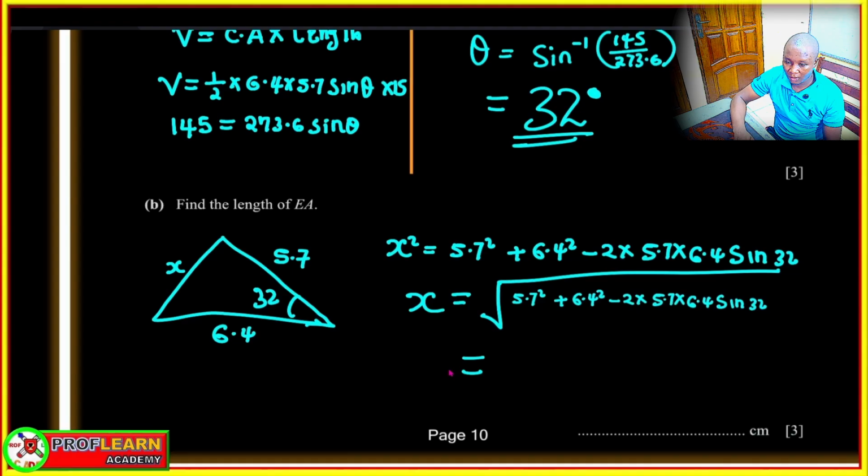Just crunch it so that we can see what we're going to get there. And this is going to be around 3.40 as our value of x, the length.